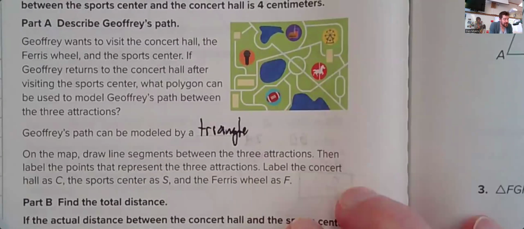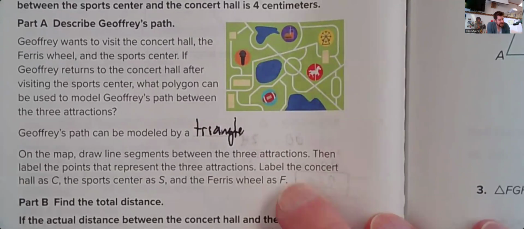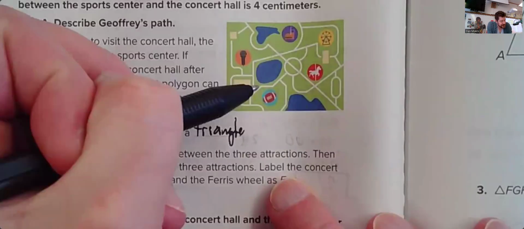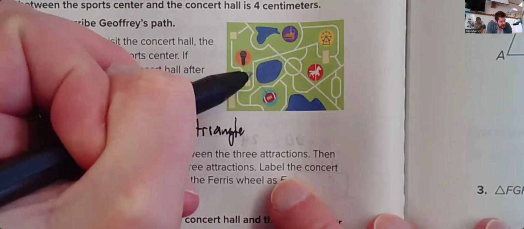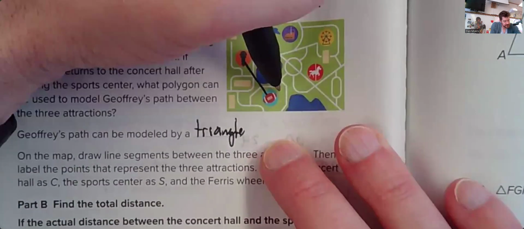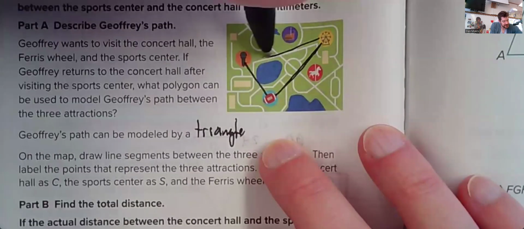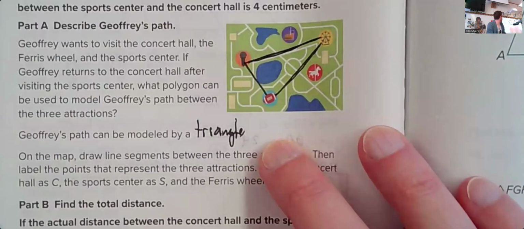Okay. So what appears to be what, though? Concert hall, I'm guessing, is going to be the microphone. Sports arena is going to be where the football is. And then the Ferris wheel is definitely going to be the Ferris wheel. So if we draw our lines between, here we go. All right, so there's our triangular path.